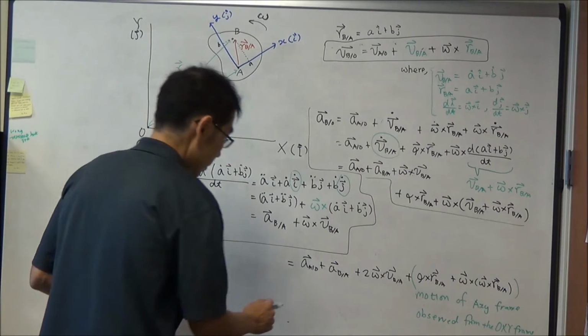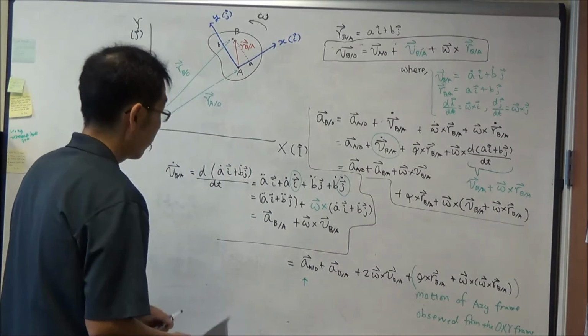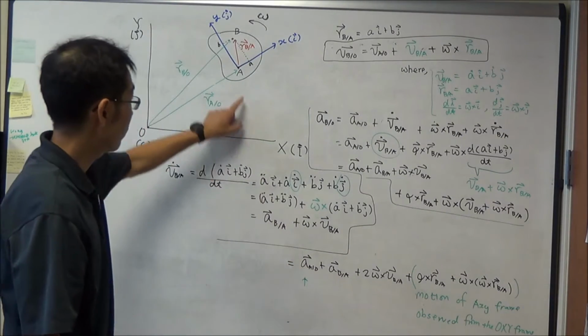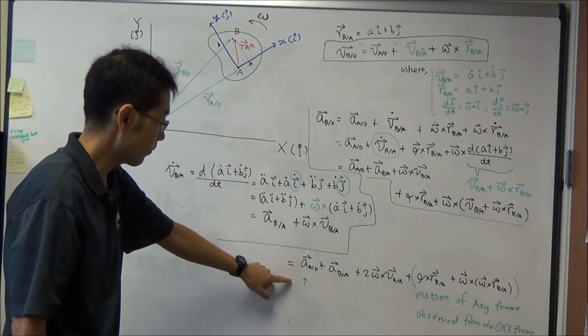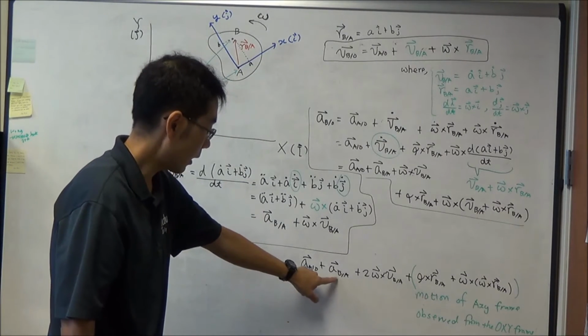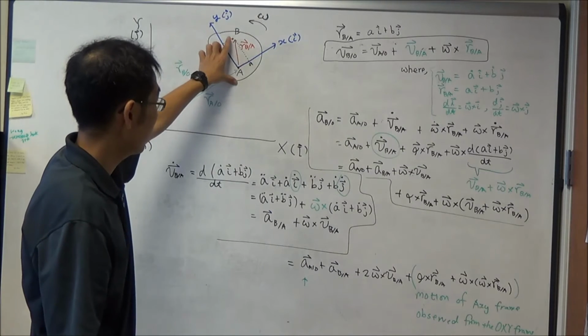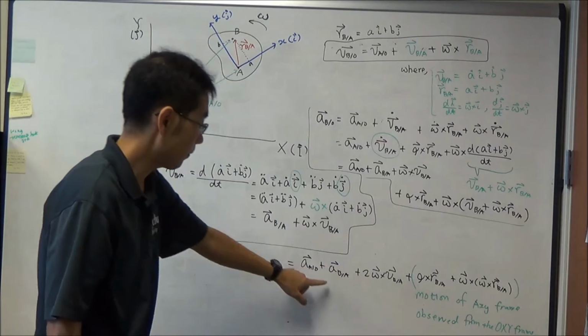And then this is the acceleration of the origin of the local frame, if there are any accelerations, and this is the acceleration of B with respect to A. Okay.